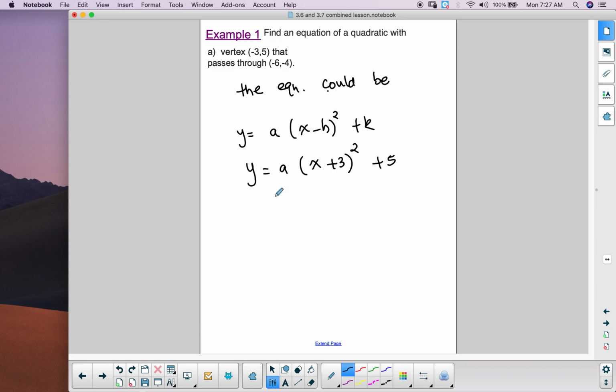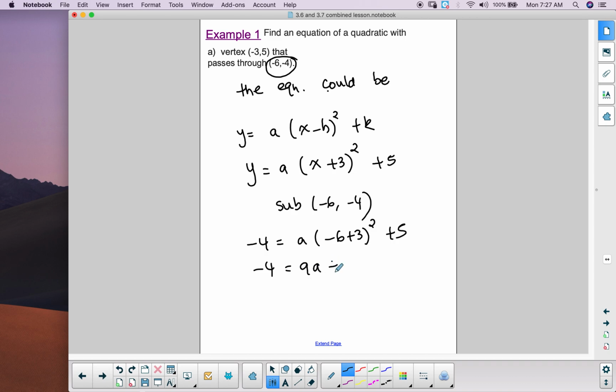So to find a, you can substitute this point here. You're going to substitute -6, -4, which is a point on the parabola. So you get -4 equals a(-6 plus 3) squared plus 5. And that works out to -4 equals (-3) squared, which is 9a, plus 5.